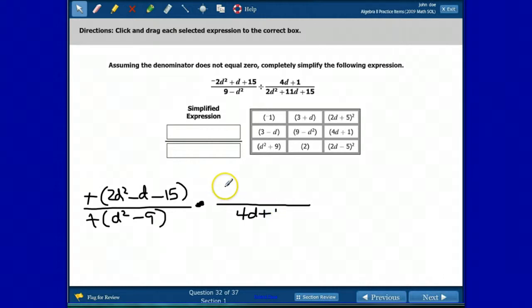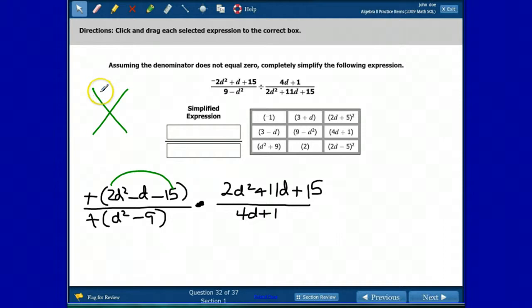And then I've got to factor 2d squared plus 11d plus 15. So I've got a couple of things to factor. I'm going to go over here and factor this first one. How do we do this? I'll use green. I'm going to multiply these two things. Make a big fat X.